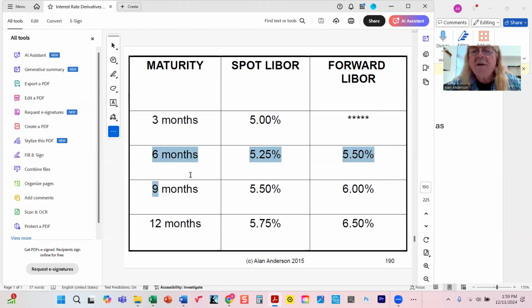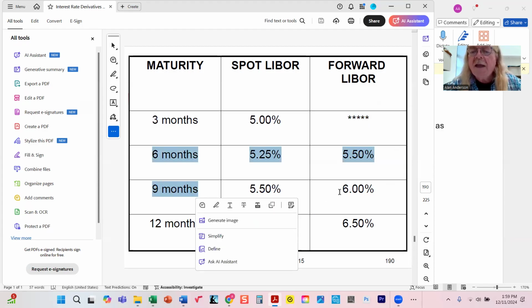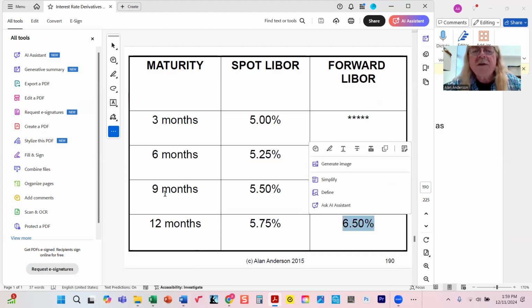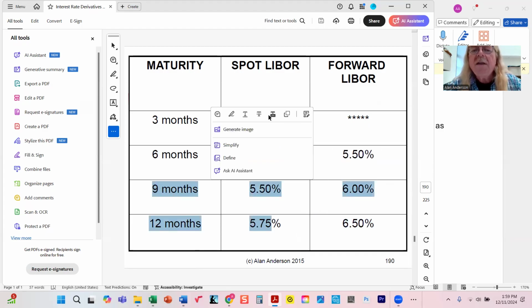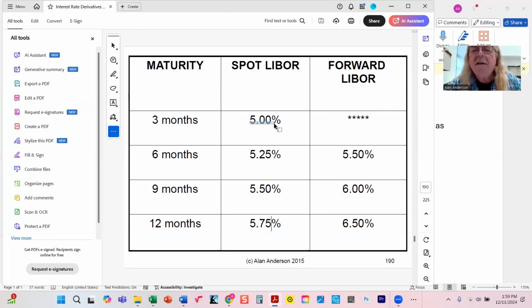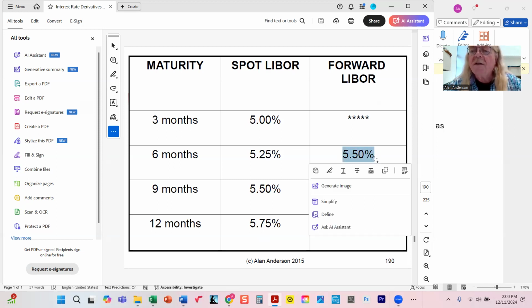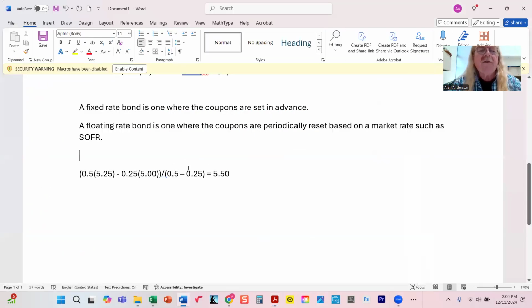6.0 applies between months 6 and 9. And this one applies between months 9 and 12. These start today and they mature at these dates. Okay, so these are spot rates because they start today. These are forward rates because they start at some point in the future. A lot of derivatives models are based on forward rates because cash flows take place in the future. So here we have a method for calculating.